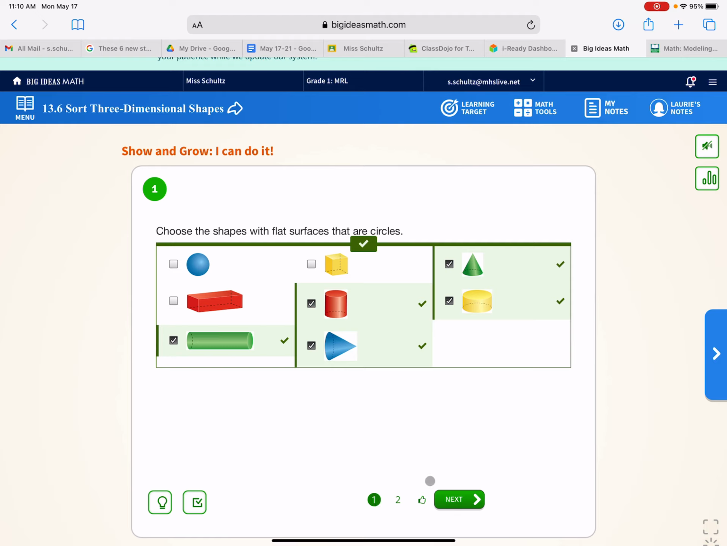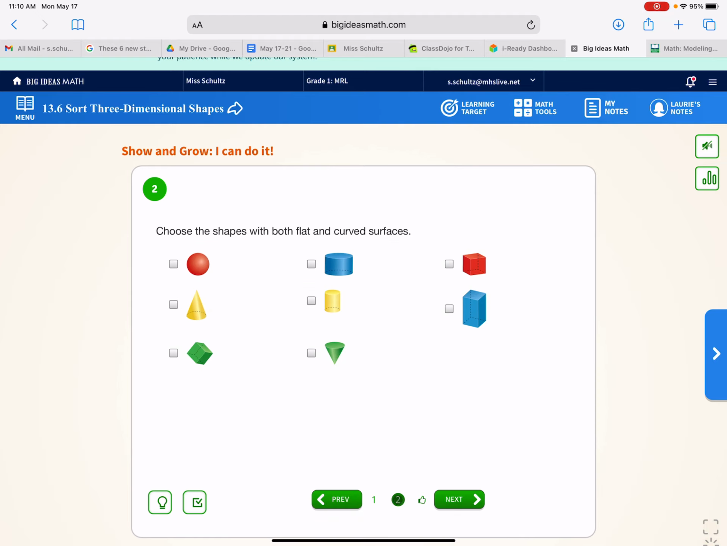Now let's try another practice example. For this problem, it says choose the shapes with both flat and curved surfaces. So we're going to be looking for curved surfaces too. Would you consider this shape to be flat? Like, is there any smooth area to where it's flat? No, it's curved, but it's not considered flat.